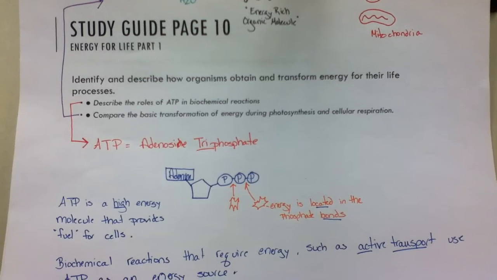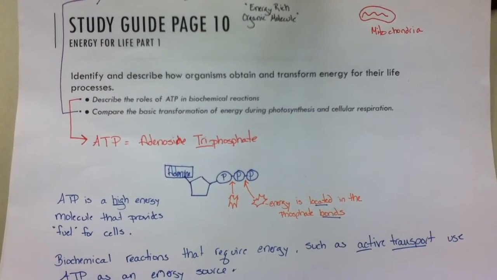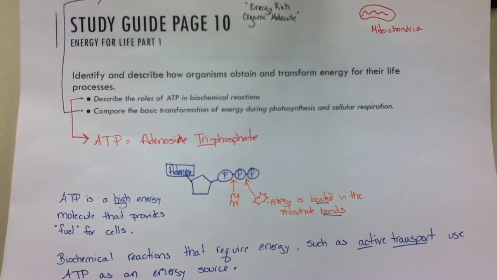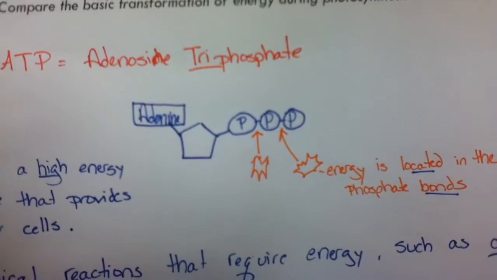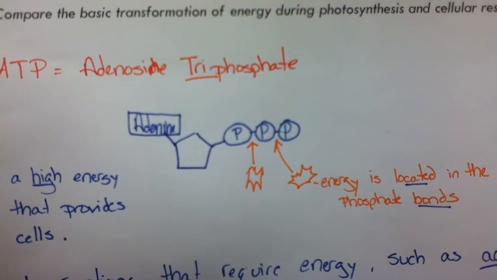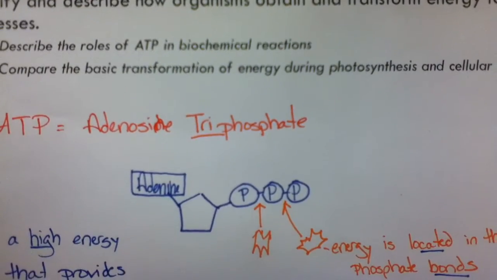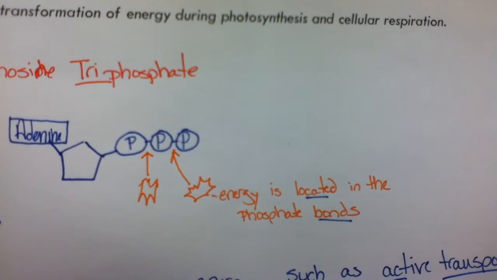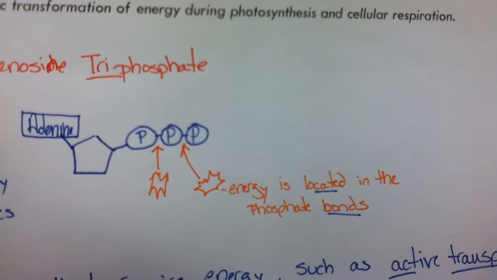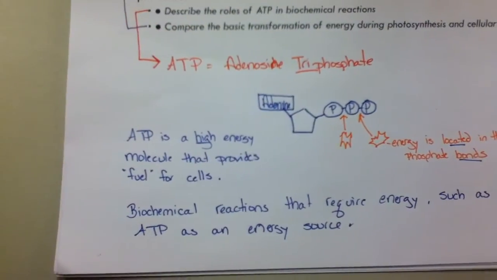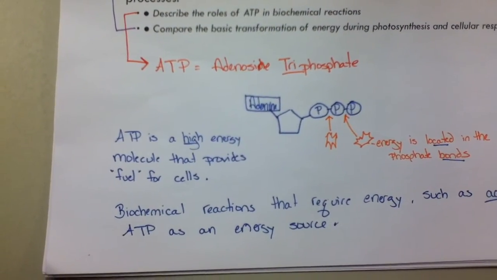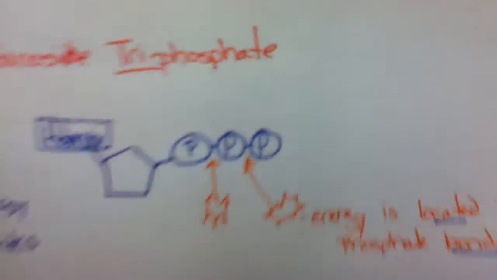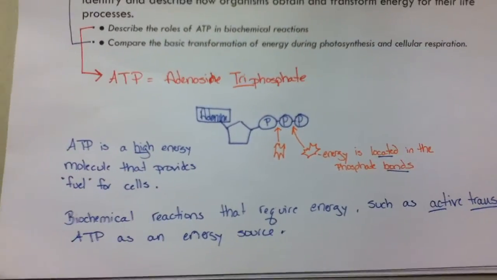ATP, if you remember, is adenosine triphosphate. This is what it looks like. It's a ribose, a 5-carbon sugar with an adenine, and then there's 3 phosphates. That's where the tri comes from. And the energy in ATP is actually located within these phosphate bonds. So the way an ATP becomes a high energy molecule that provides fuel for cells is found in this little bond right here between those last 2 phosphates, between phosphate number 2 and phosphate number 3.